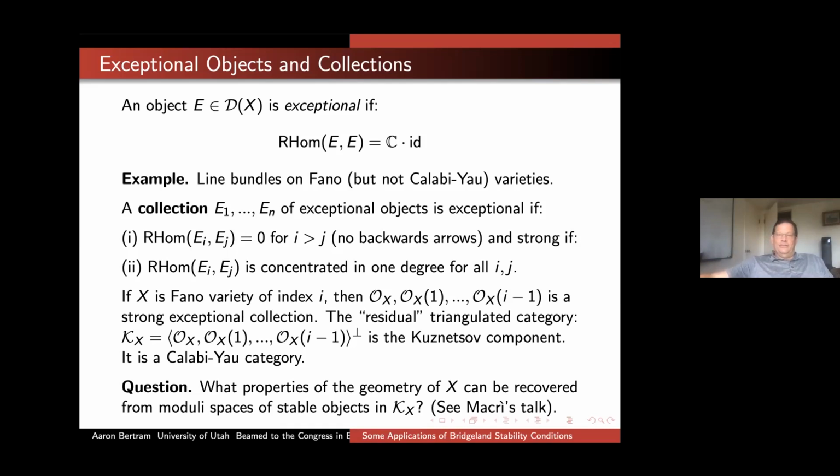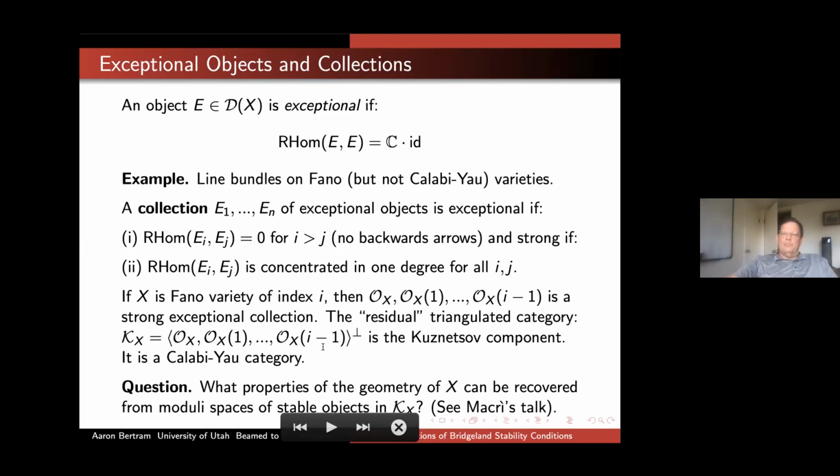an industry. Anyway, if you're not P^n, then there's going to be a triangulated category left over when I take the orthogonal of this collection of line bundles on your Fano, and this is what's called the Kuznetsov component. And it's a Calabi-Yau category.